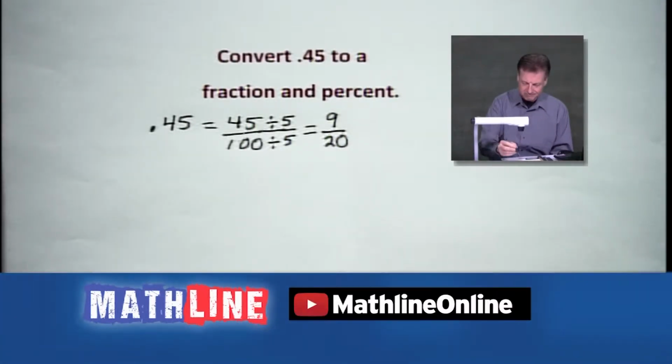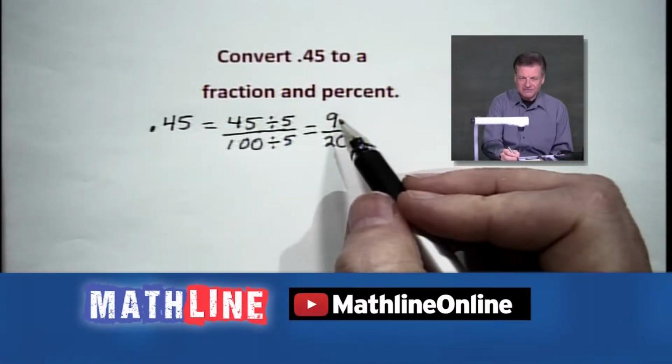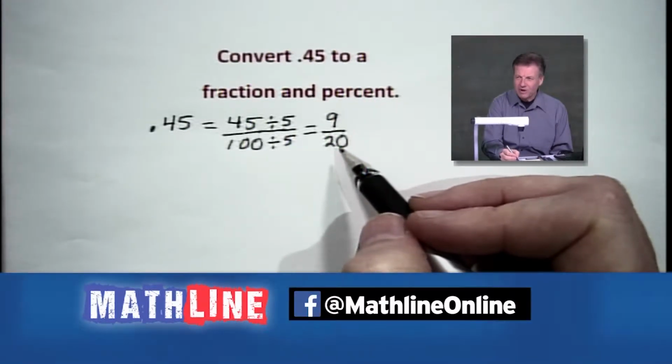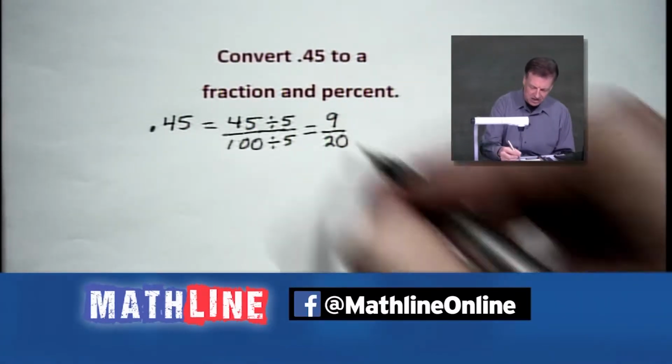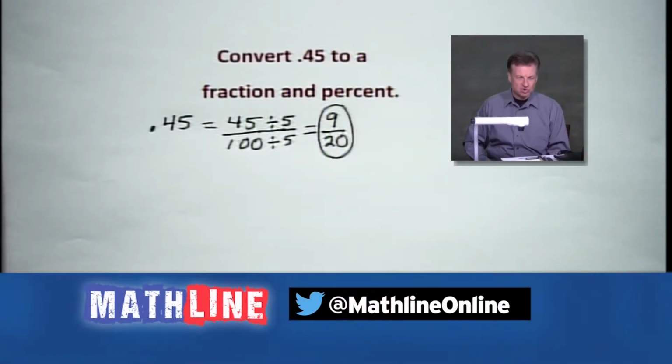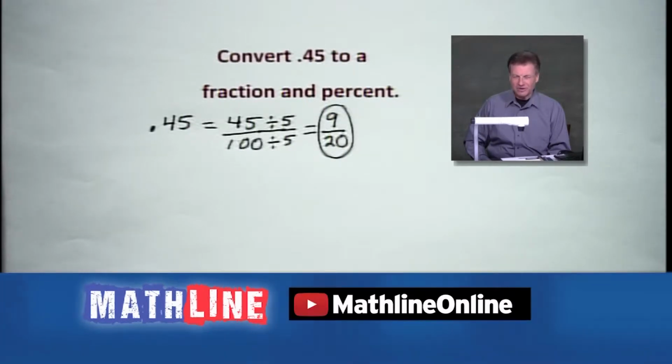Now I'm going to tell you something. I can start thinking about numbers that will divide into 9 evenly, but the only one that will go into 9 and 20 both is 1, and that doesn't help me any. So we are reduced. That's our reduced fraction right there, 9/20. So we're going to assume that we need to reduce our fractions because we really do.